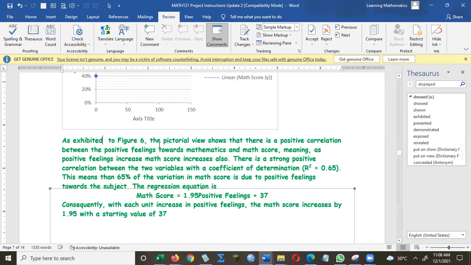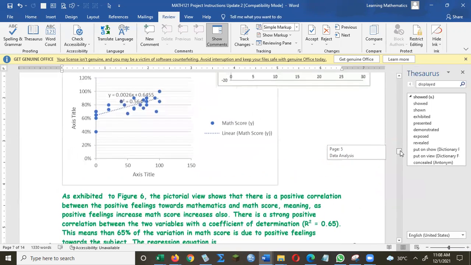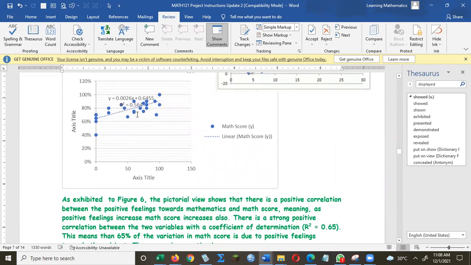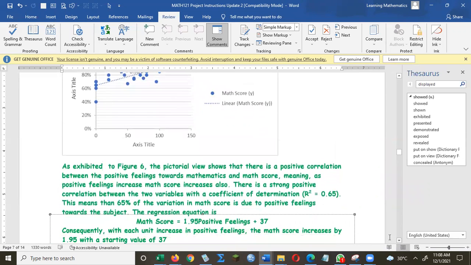As exhibited in figure, the pictorial view shows that there is a positive correlation between the positive math feelings and the math score, meaning as positive math feeling increases, there's a strong positive. Is there a strong positive? Let us see the value of the R. The value of the R is 0.56. So yes, there's a strong positive feeling.